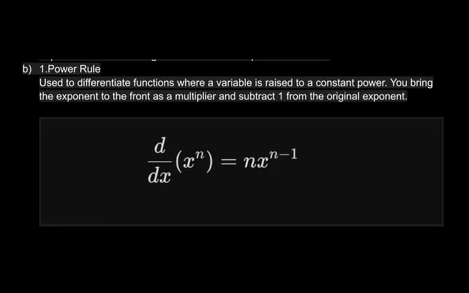Well, the first one is power rule. Power rule is used to differentiate functions where a variable is raised to a constant power, where you bring the exponent to the front as a multiplier and subtract 1 from the original exponent, such as the example given: d/dx of x^n equals n x^(n-1).